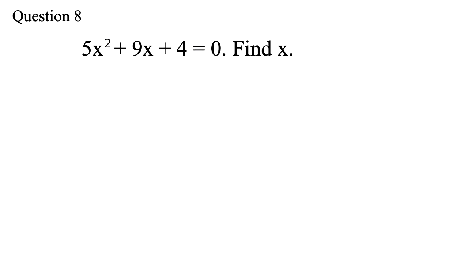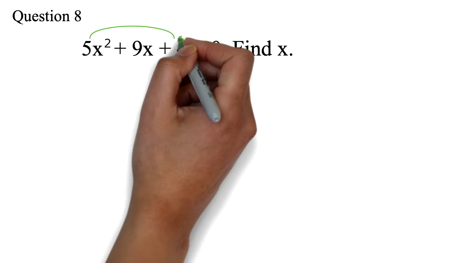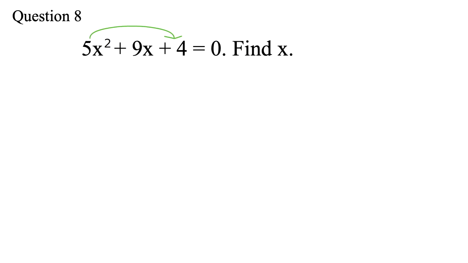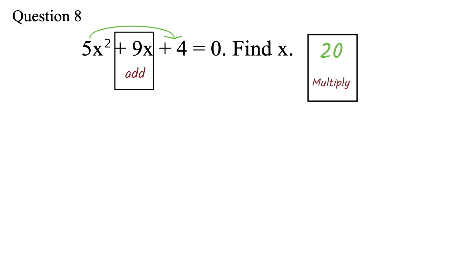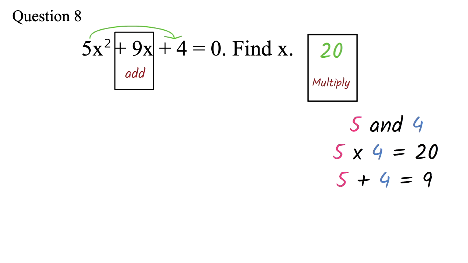Question 8. 5x squared plus 9x plus 4 equals 0. Find x. Here again, the first step is to multiply the 5 and the constant 4. This will give us 20. Step 2. You'll find two numbers that multiply to get 20 and add to get 9. The two numbers are 5 and 4. 5 times 4 is 20. 5 plus 4 is 9.